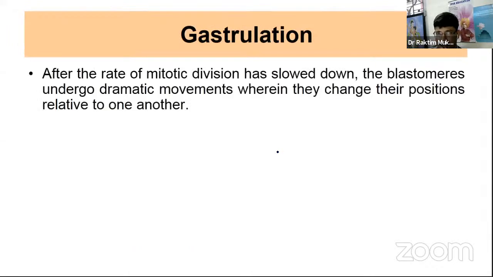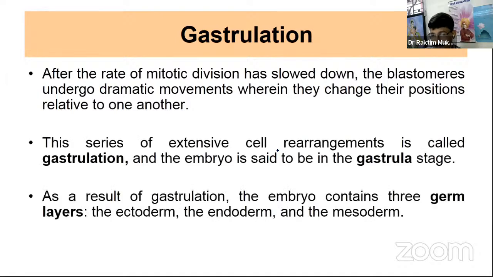Now I go to gastrulation, just overview, bits and pieces. After the rate of mitotic division has slowed down, the blastomeres undergo dramatic movements wherein they change their position relative to one another. The series of extensive cell rearrangement is called gastrulation, and the embryo is said to be in gastrula stage. As a result of gastrulation, the embryo contains three germ layers. Just now we saw the ectoderm, the endoderm, and the mesoderm.